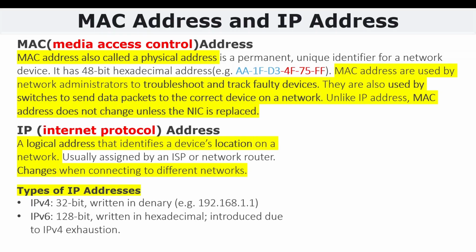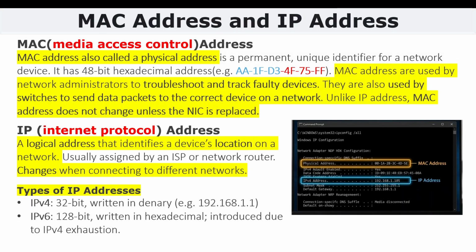Now, if you want to check your IP address and MAC address, all you have to do is go to the search button, look for CMD and hit enter. Once you type in ipconfig/all, it will display your MAC address and the IP version you are on, or the IP address you are using. All right, so that is it for MAC addresses and IP addresses.